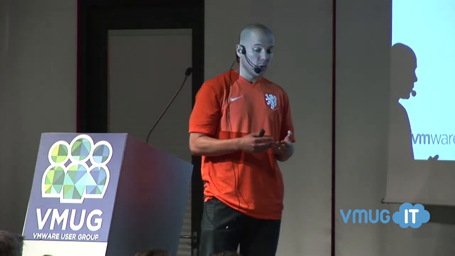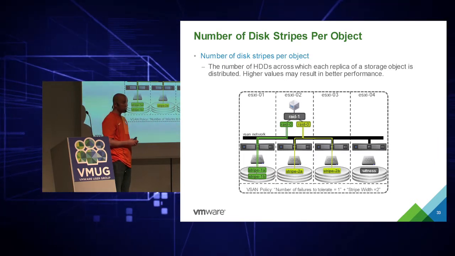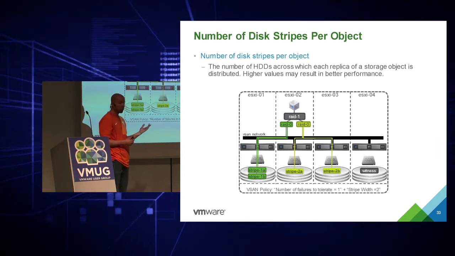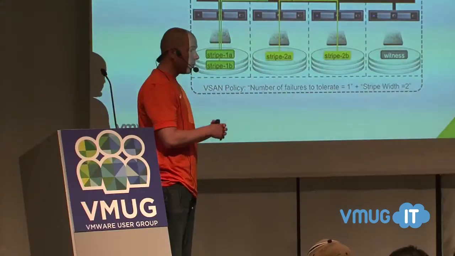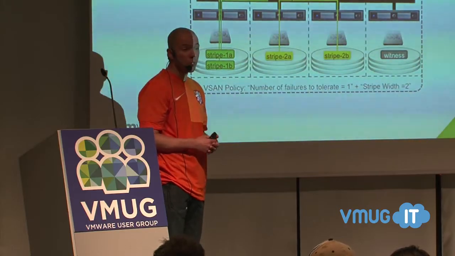If you're running to the point where, for whatever reason, you're spindle constrained or IOPS constrained, so let's assume you have a 10K SAS disk, which does about 150, 160 IOPS, and your application requires more than that. Within your policy, you can tell the virtual machine to start using more spindles.